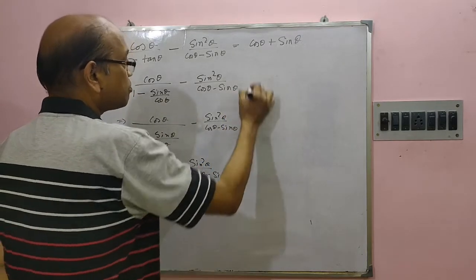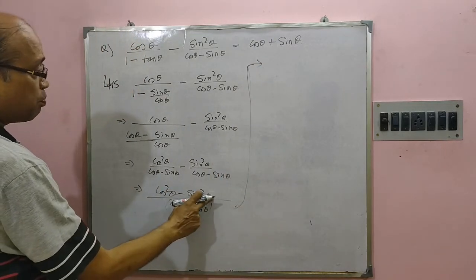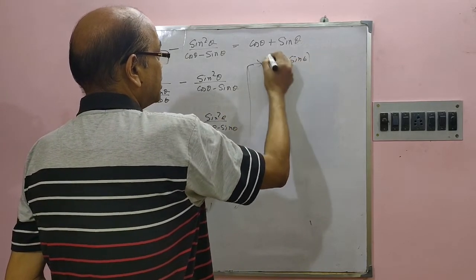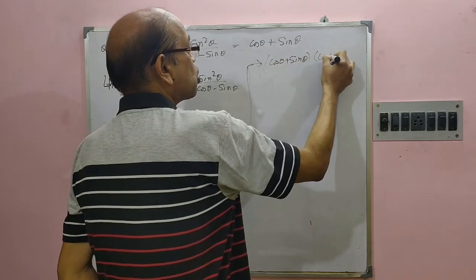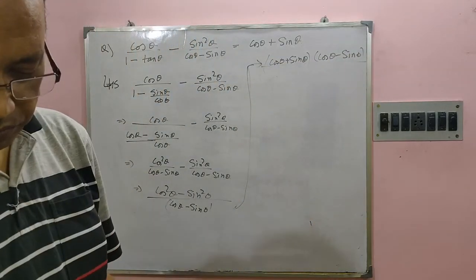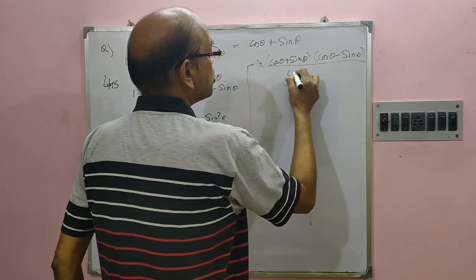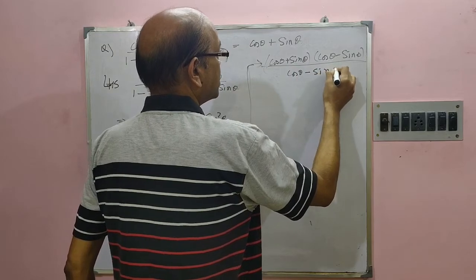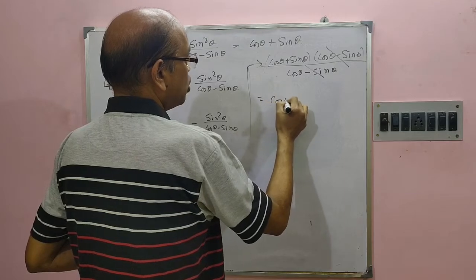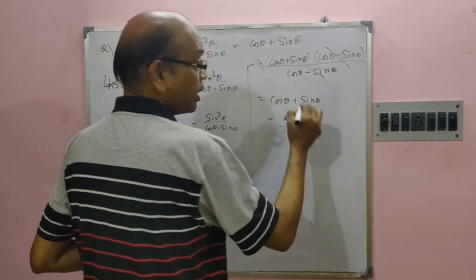This becomes a square minus b square. That means I get here (cos theta plus sin theta) into (cos theta minus sin theta) by cos theta minus sin theta. Here cos theta minus sin theta. This gets cancelled out here. So what is left is cos theta plus sin theta, which is equal to your RHS, hence proved.